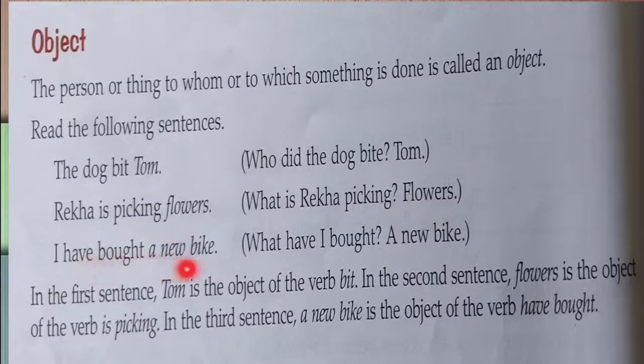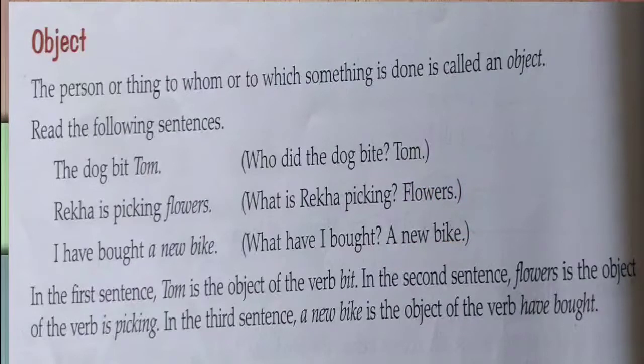I have bought a new bike. What have I bought? A new bike. So, the person or thing to whom or to which something is done. What did the dog bite? Tom. What is Rekha picking? Flowers. What have I bought?